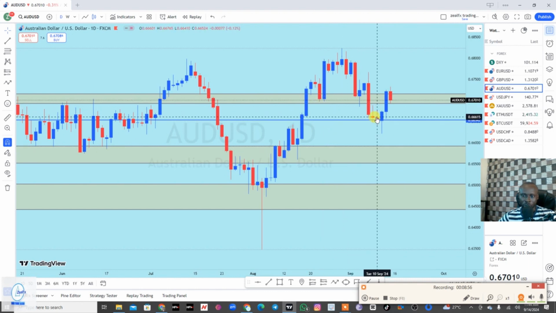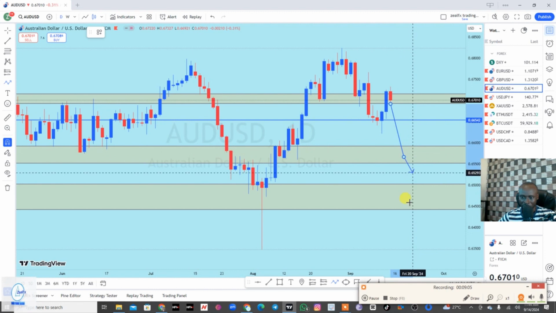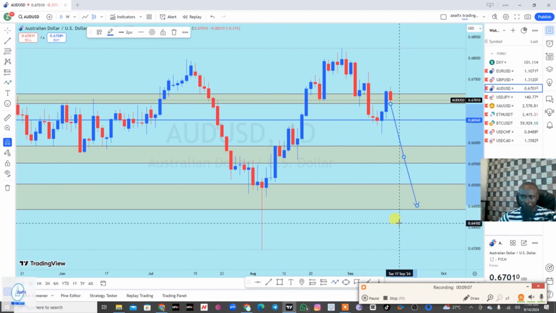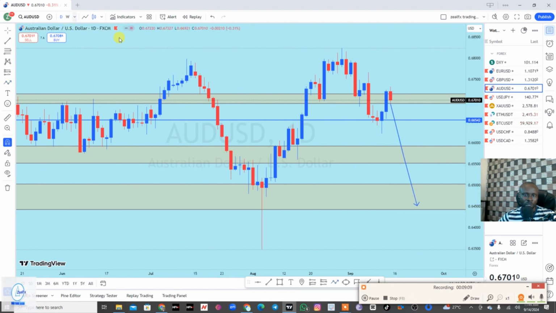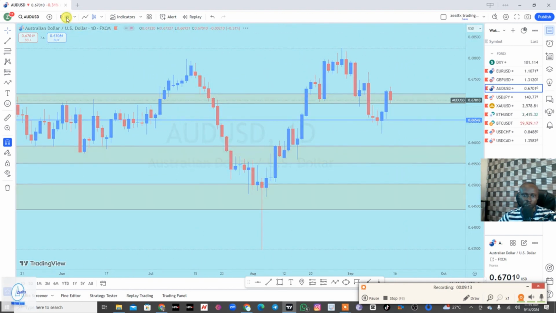So long as we have a change in structure, we'll be expecting the Australia USD to also go down this week. We should be expecting price to move to this weekly support level, and on the break of this weekly support level, we expect price to move to the last weekly support level. So let's look at the weekly chart, how the candlestick closed.